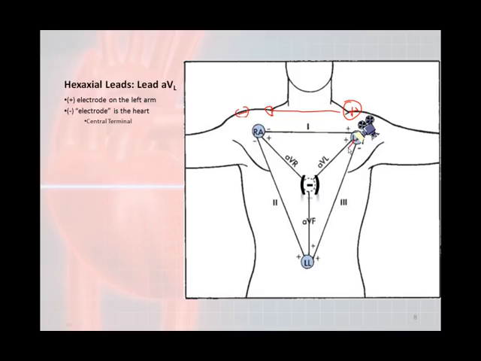So you're looking in this direction, which has now given you another view of the heart. It has given us a completely different view of the heart, all because we just moved the negative electrode from a physical negative electrode on the right arm to a theoretical negative inside the heart. Remember that this negative electrode down here in the middle is called the central terminal.